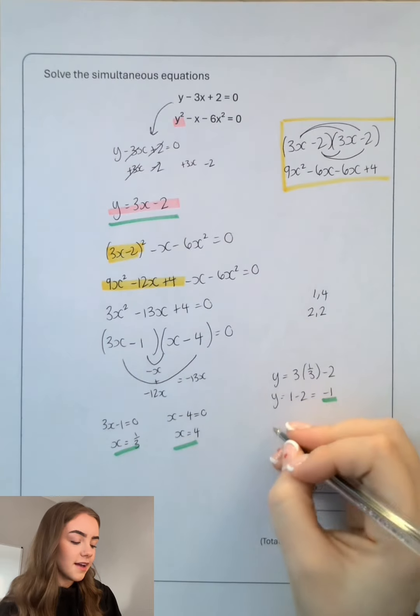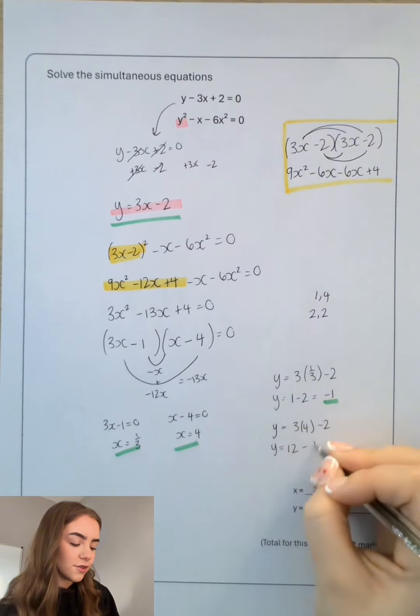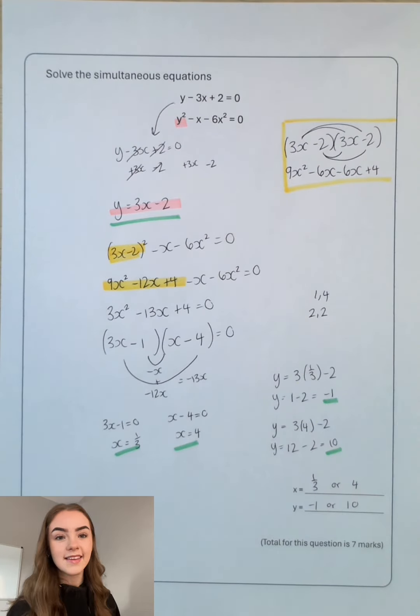Or for our second value of x, y is equal to 3 times 4 minus 2. 3 times 4 is 12, and 12 minus 2 is 10. So y is equal to minus 1, or y is equal to 10. And this is our final answer.